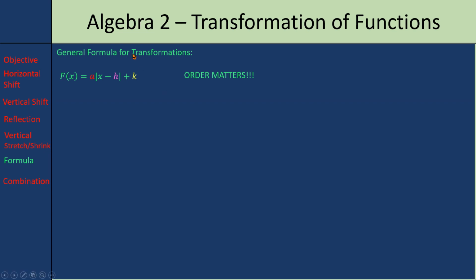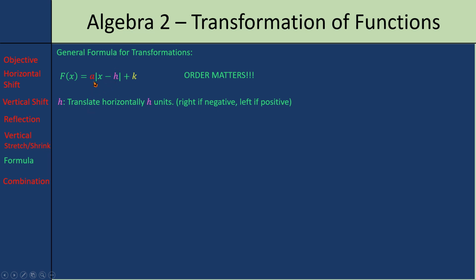So the order is this: you go with the one inside. It's like order of operations, right? The absolute value is like parentheses. So parentheses goes first, h goes first, and then the a, and then the k. So first is the h. H is the translation horizontally. If h is negative, it goes right. If it's positive, it goes left, basically, this number right here. So if this number is negative, it goes right. If it's positive, it goes left.